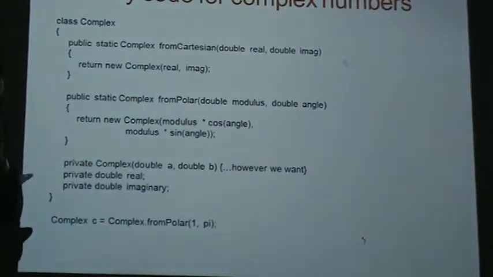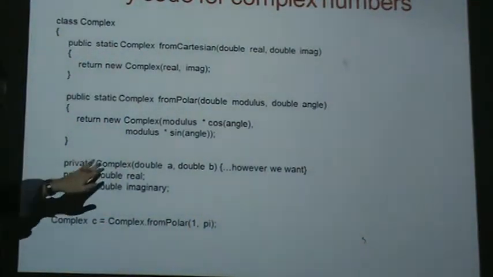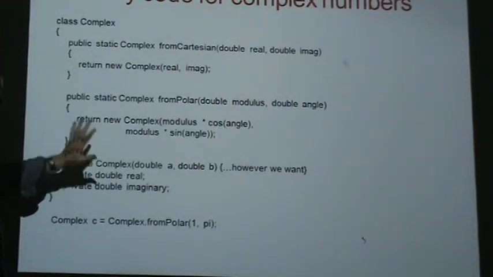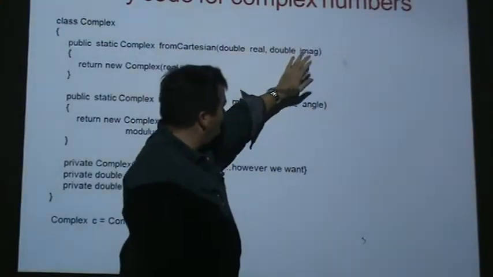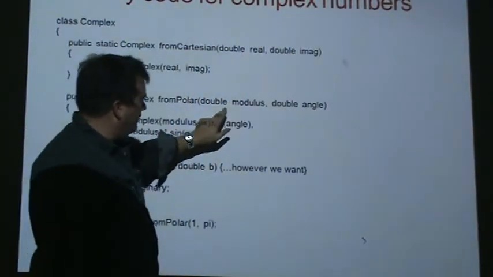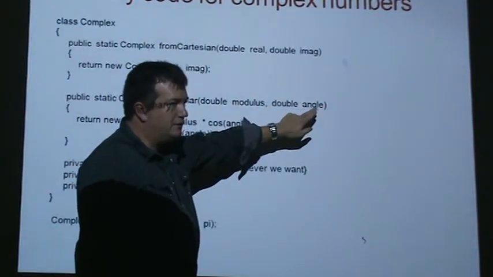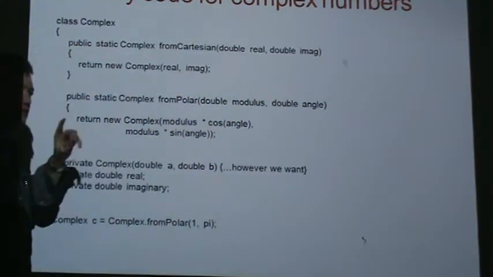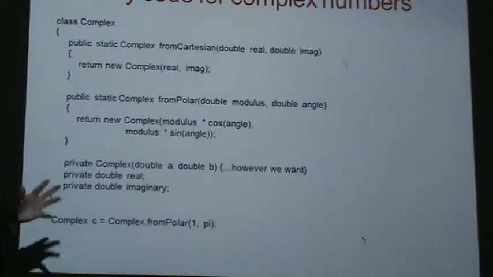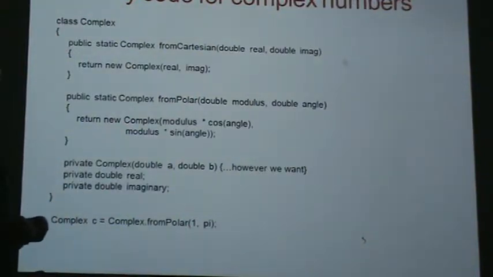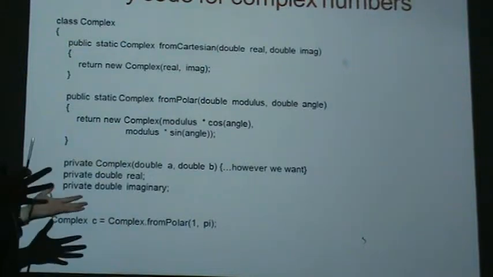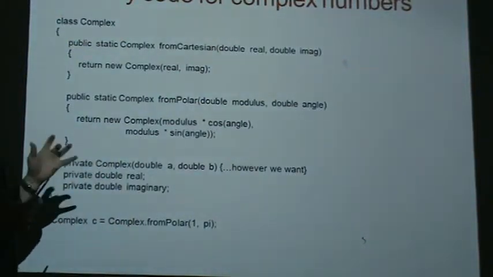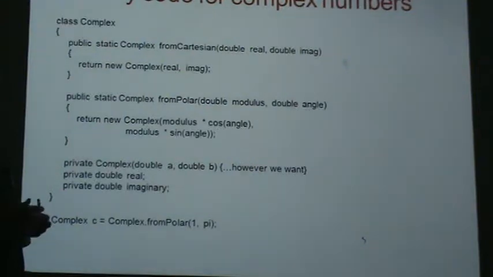all right, let me back this up. Suppose we wanted to have complex numbers be created two different ways, right? You give a real number and an imaginary number, or you give a modulus and an angle. Depending on which way you call it determines which constructor you run, right? We can have multiple constructors, and as long as the signature is different, when it gets called, we'll know which one to run, right?